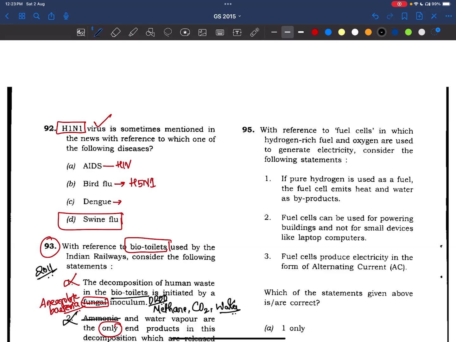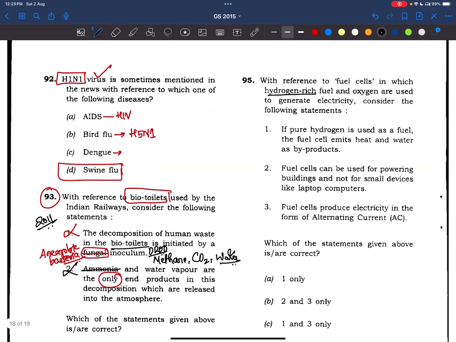With reference to fuel cells in which hydrogen-rich fuel and oxygen are used to generate electricity, consider the following statements. Dear friends, hydrogen cells and green hydrogen questions were already asked in recent years, 2024, I think so. What are the byproducts of hydrogen cells? It is the same question. That one also repeated from 2015. We feel that hydrogen cells are current-based questions, but no, it was already asked in 2015. Same question only. See, if pure hydrogen is used as fuel, the fuel cells emit heat and water as byproducts.